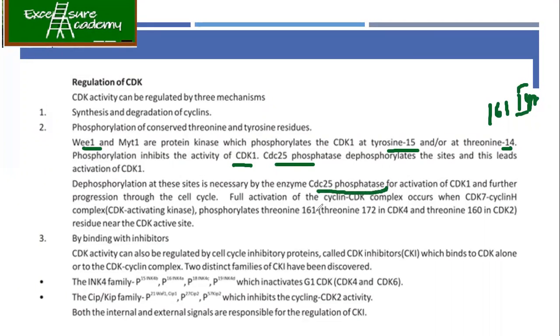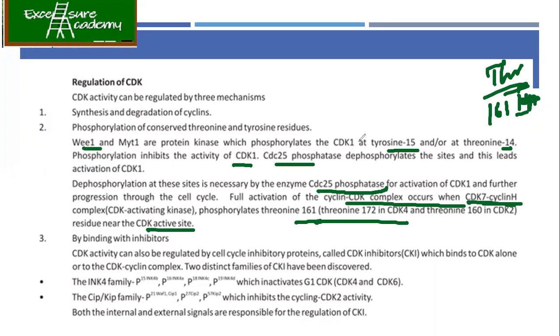Now full activation of the cyclin CDK complex occurs when the CDK7 and cyclin H complex, okay? This is something new we are studying. It will phosphorylate threonine 161. Sorry, it is not tyrosine, it is threonine only, near the CDK active site. So we know that tyrosine 15 and 14 get phosphorylated, and threonine 161 is also phosphorylated. This is done by the activity of CDK7 and cyclin H. Now when CDC25 comes and removes the phosphate, then only your CDK gets activated.